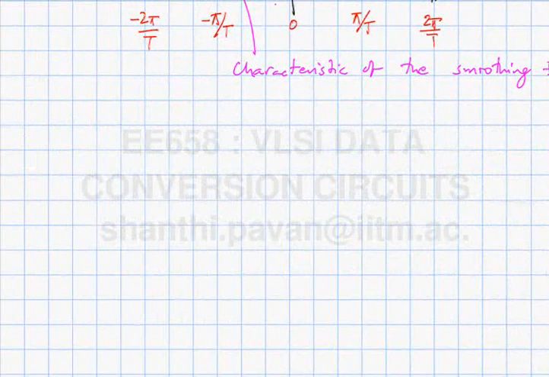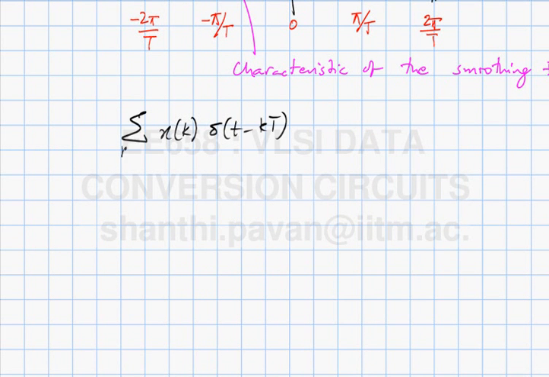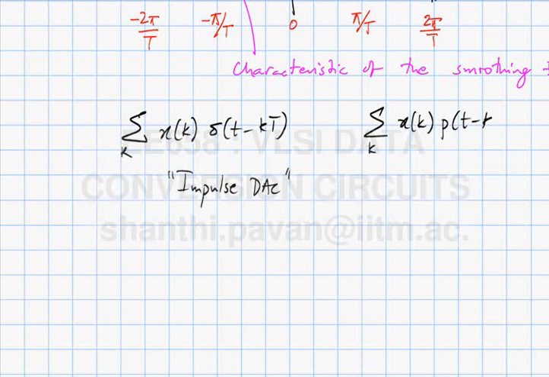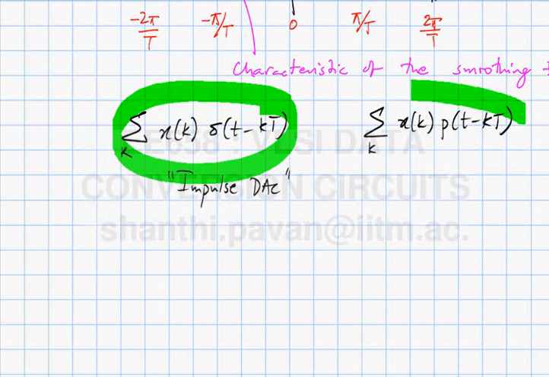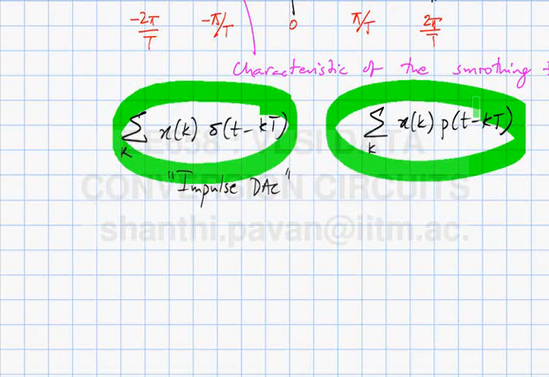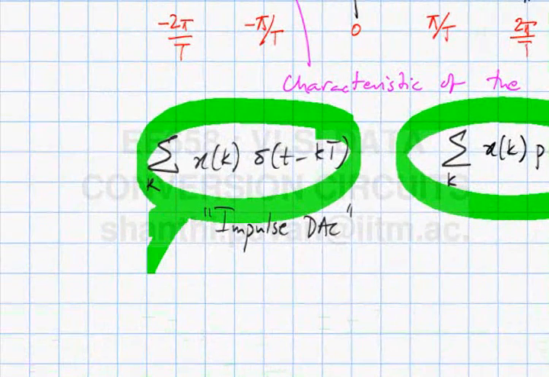So instead of generating x of k delta of t minus kT, this is the impulse DAC, it makes sense to think of a saner pulse shape. Okay, so this is x of k, p of t minus kT. Can you comment on the spectrum of this and the spectrum of this? How would I get the spectrum of that from the spectrum?